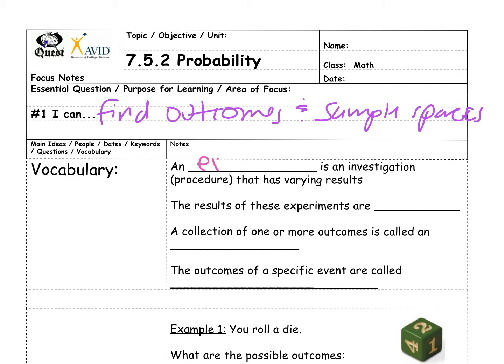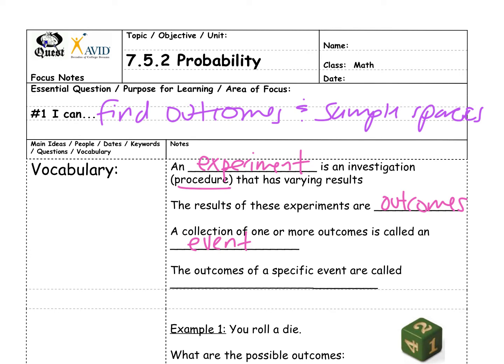So an experiment is an investigation or procedure that has varying results. So all of those different activities we did were our experiments that we conducted. The results of our experiments are the outcomes. A collection of one or more outcomes is called an event.